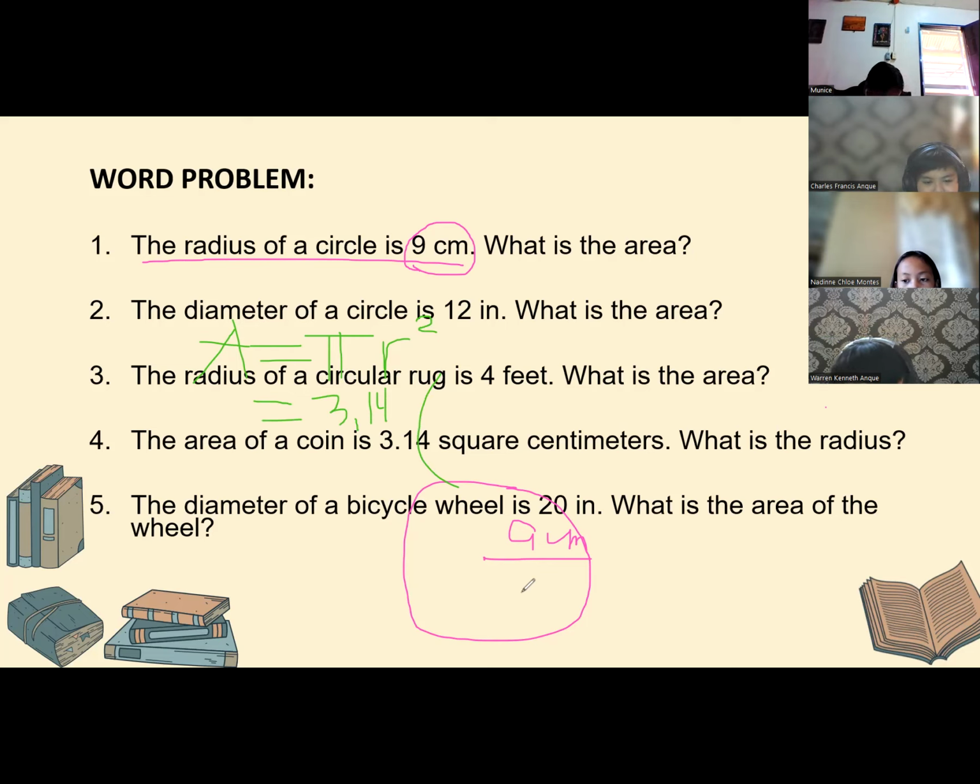9. Look at the screen. 9 meters? Or 9 centimeters? 9 centimeters. And then don't forget the exponent. What's that? The number 2, the exponent. What's that? Squared. Squared po. Okay. So again, 9 centimeters squared is?